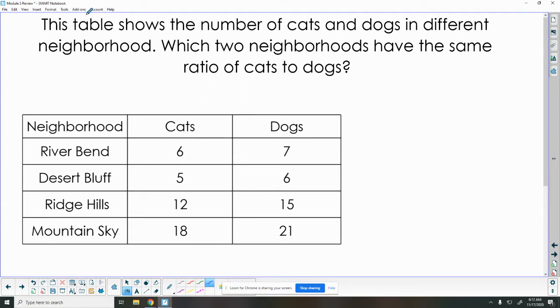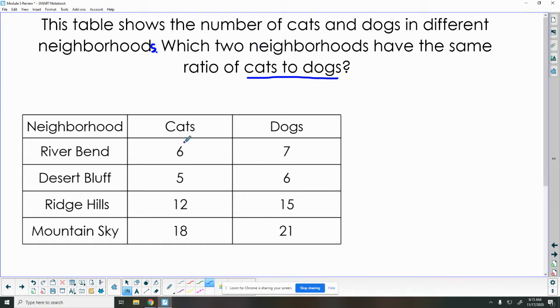Hey, this table shows the number of cats and dogs in different neighborhoods. I'm sorry, there should be an S right there. In different neighborhoods. Which two neighborhoods have the same ratio of cats to dogs? So we're looking for two neighborhoods with equal ratios.